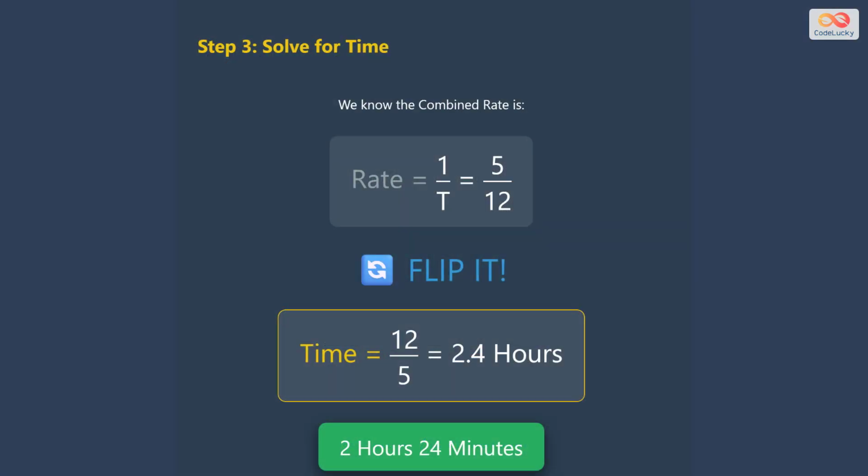We are almost there. We know the combined rate is 5/12, but we want the time. Since rate equals 1 over time, time is simply the reciprocal of rate. We flip the fraction. 12 divided by 5 is 2.4 hours, so it takes them 2 hours and 24 minutes.